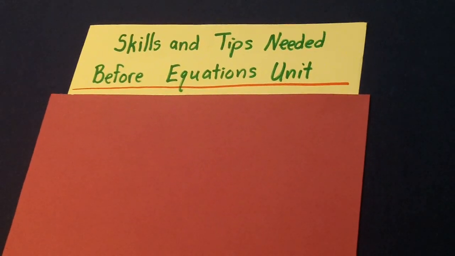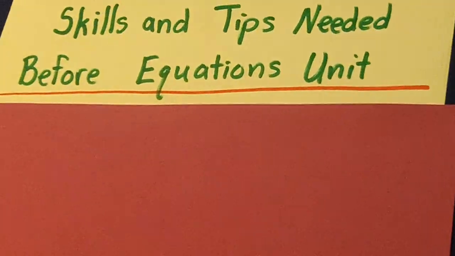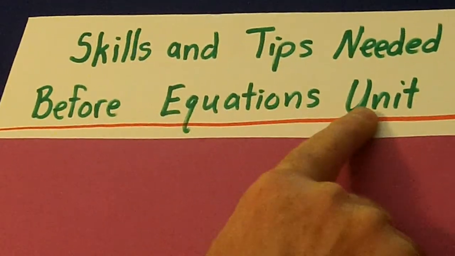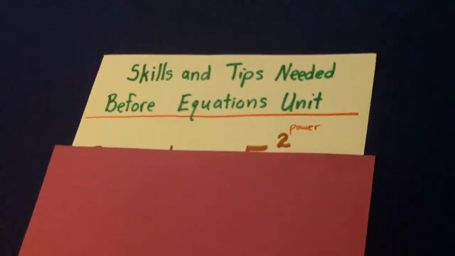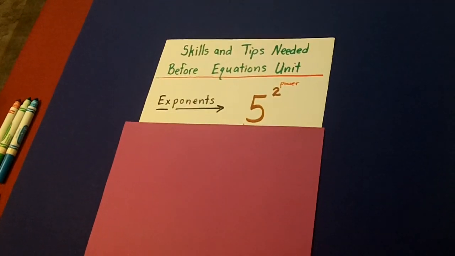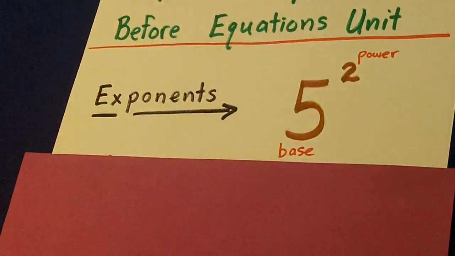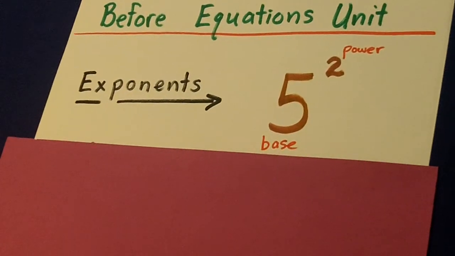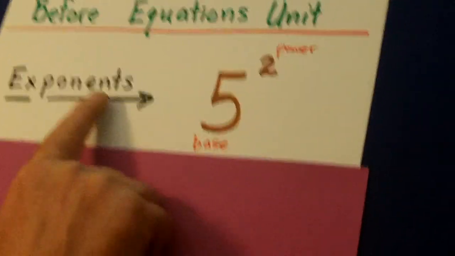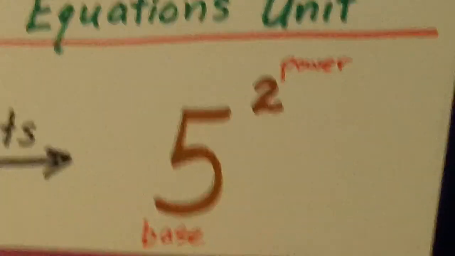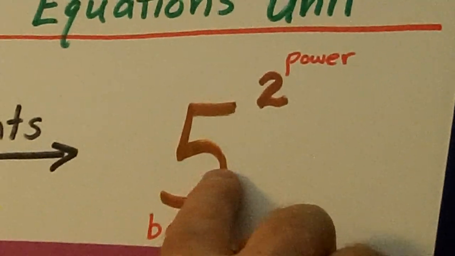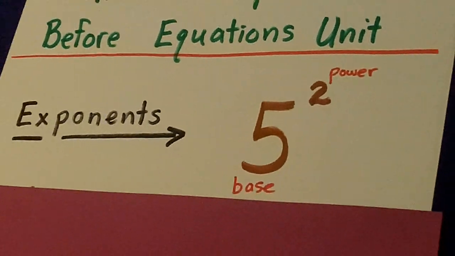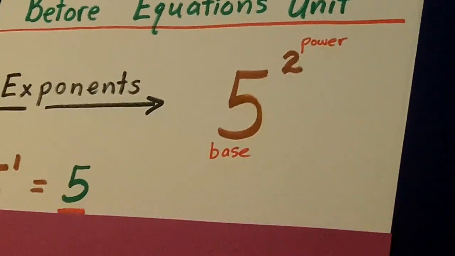Okay, our first little lesson as we get into our equations unit is skills and tips needed before equations unit. Okay? Alright, first skill we need is what are exponents? Once in a while we just may come into exponents, especially when we do order of operations. So exponents usually have your regular number, which is called your base, and then it's to a certain power, either 2 or 3 or 4.